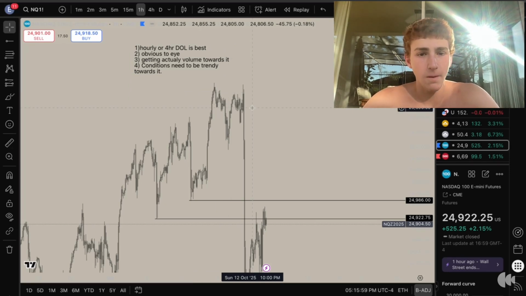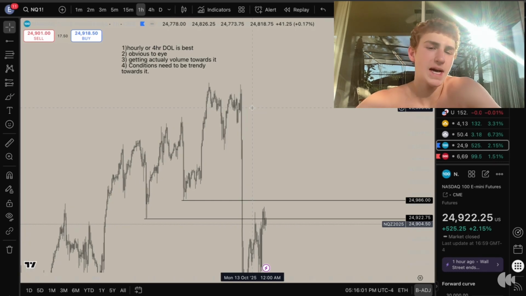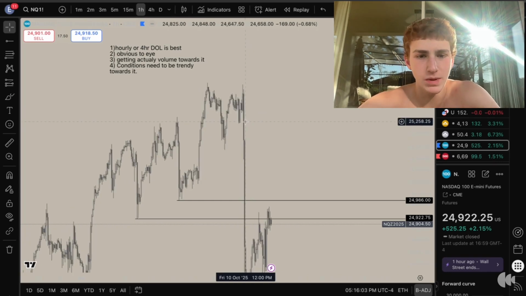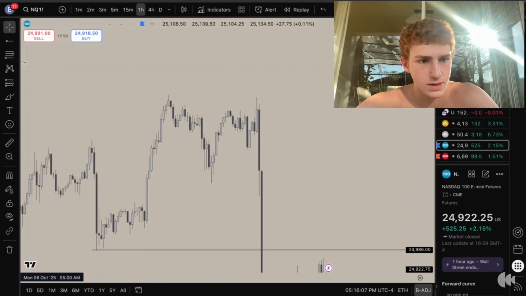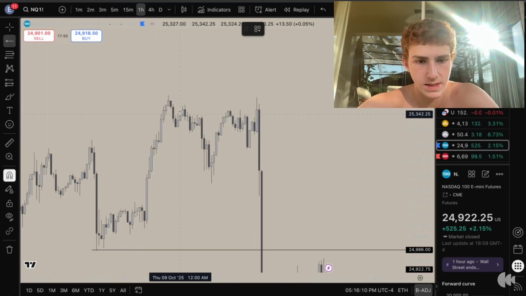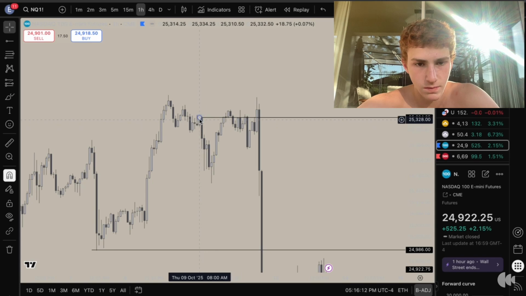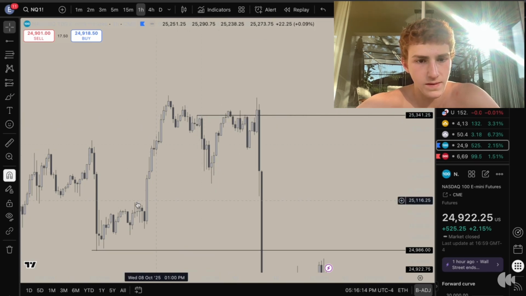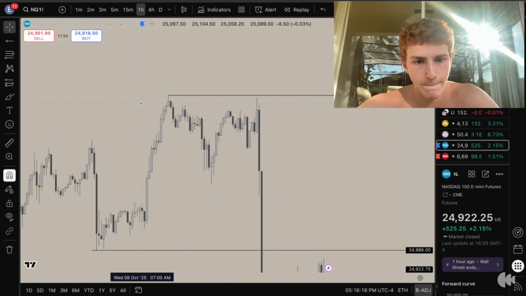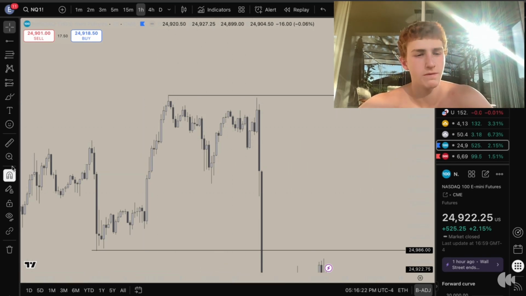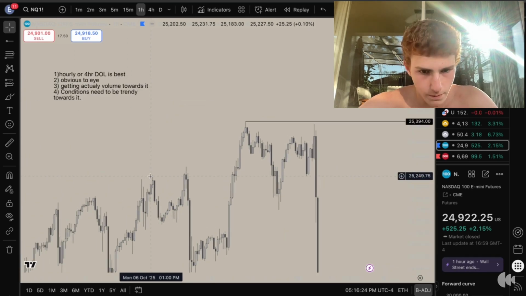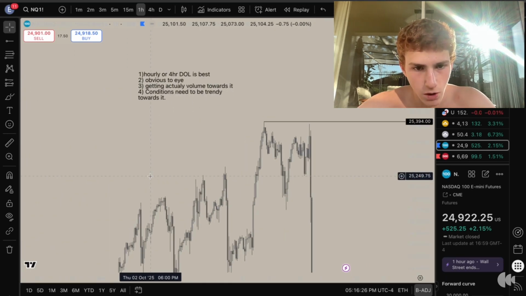Okay. Now, again, pretty standard. It has to be obvious to your eye. It can't just be some random level. I'll show you guys one that's awful, like this high, for example. You can consider this buy side liquidity, but it's not obvious to the eye, whereas this one is much better. That's what I mean by obvious to the eye. Nothing you're trying to find should be hard to see. It should be very obvious. That's what makes the drawn liquidity valid. You need to see actual volume towards it.